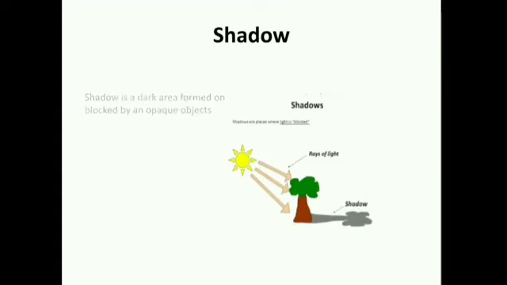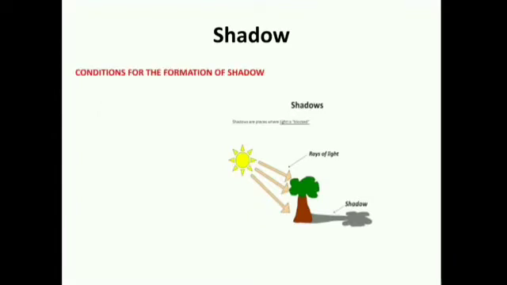Now next we have, what are the conditions for the formation of shadow? What are the conditions necessary to form a shadow? Number one, there should be a source of light, there should be an opaque object, and there should be a screen on which the shadow is getting formed. So these are the conditions for the formation of shadow. Alright, next we will learn about the characteristics or the properties of a shadow.